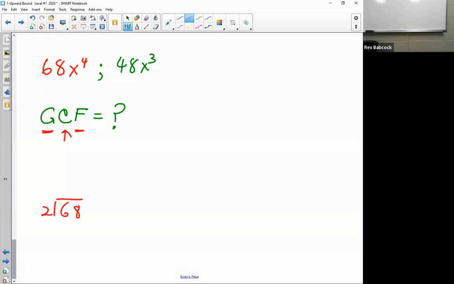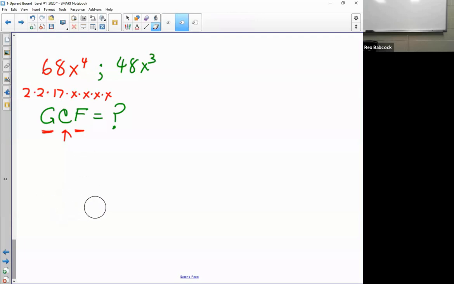68, 2 goes into 68 34 times. 2 goes into 34 17 times. So on the 68, it is 2 times 17 times x times x times x times x. 48. What's 48? I don't know, so I'm going to do the arithmetic on it.